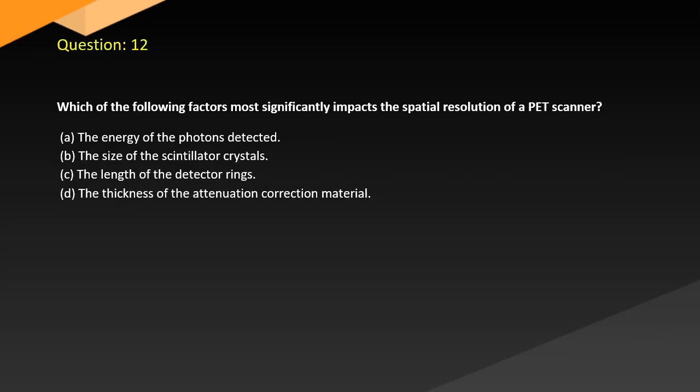Question 12. Which of the following factors most significantly impacts the spatial resolution of a PET scanner? A. The energy of the photons detected. B. The size of the scintillator crystals. C. The length of the detector rings. D. The thickness of the attenuation correction material.